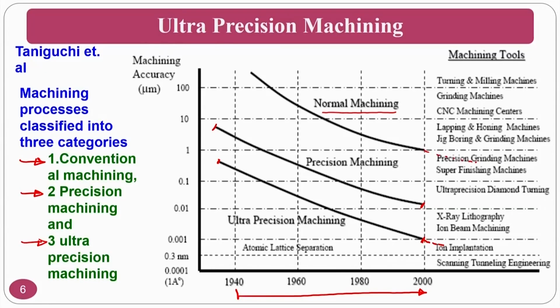Some of the normal machining processes like turning, milling, grinding, CNC, lapping, honing, jig boring and other things will come under this category. And precision machining normally includes precision grinding, super finishing, ultra precision diamond turning and other things. X-ray lithography, ion beam machining, ion implantation and other things all go under ultra precision machining.